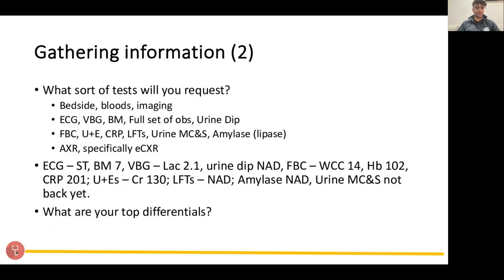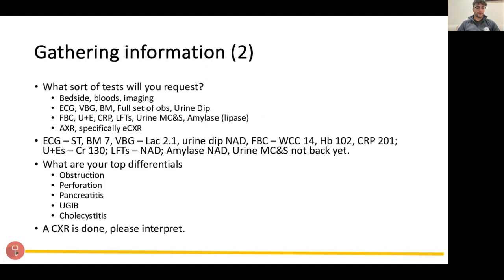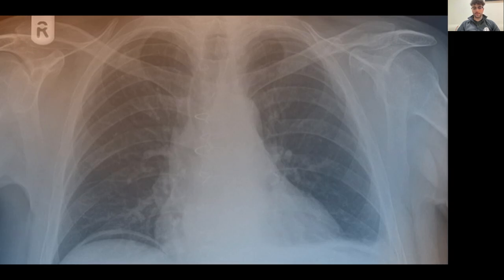Anyway, moving on. Here is a chest x-ray, specifically an erect chest x-ray. And what is the most obvious sign present on this chest x-ray? Pneumoperitoneum, specifically air under the right hemidiaphragm here. So that sign there is worrying.